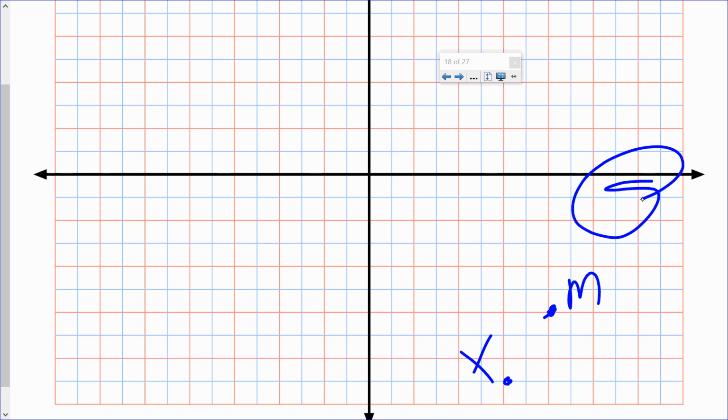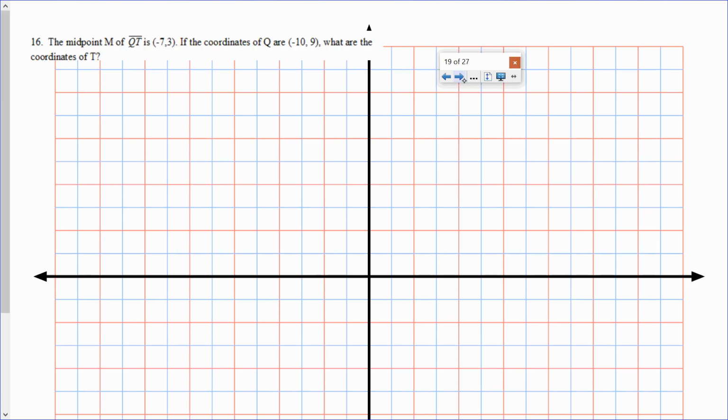Okay, so to get from the endpoint to the midpoint, it's right 2, up 3. So go another right 2, up 3. That's Y. That's 10, comma negative 3. Why don't you try number 16 right now, completely on your own? So please pause, try 16 on your own, and then unpause.